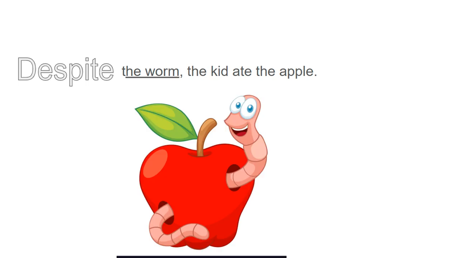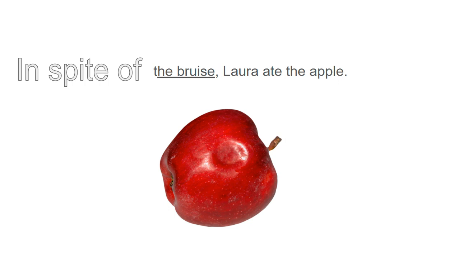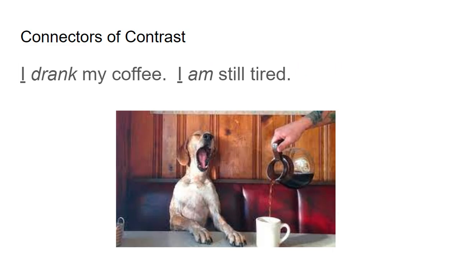Okay, here's an even worse one. Despite the worm is a noun, comma, the kid ate the apple. Despite the worm, the kid ate the apple. And again, you can hear the pause with the comma that separates the noun from the clause. Okay, another example.